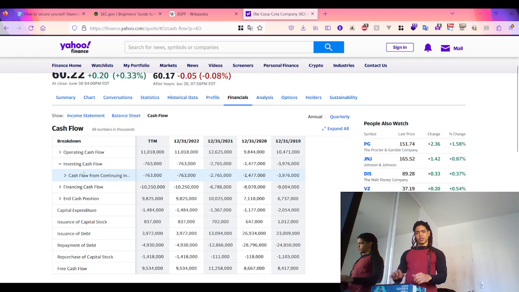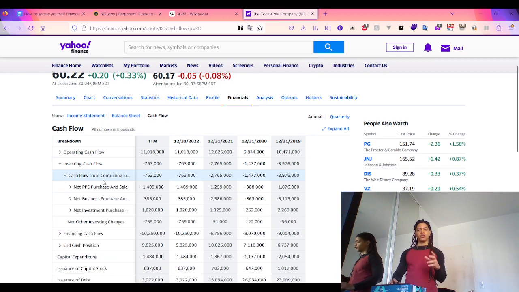This generally involves the purchase or sale of long-term assets. So long-term assets, a couple examples are intangible assets, patents, copyright, trademarks, goodwill, customer relationship, property, plant and equipment, investment, leasehold improvements, okay?